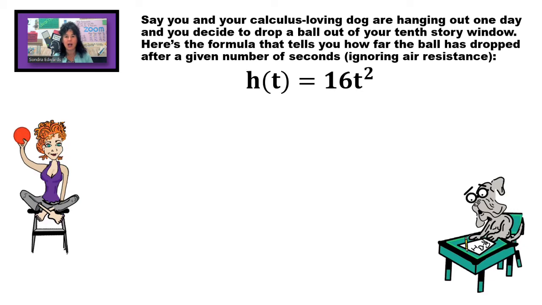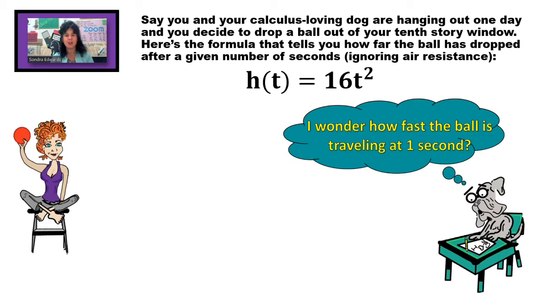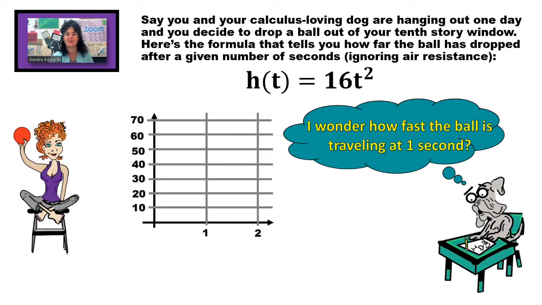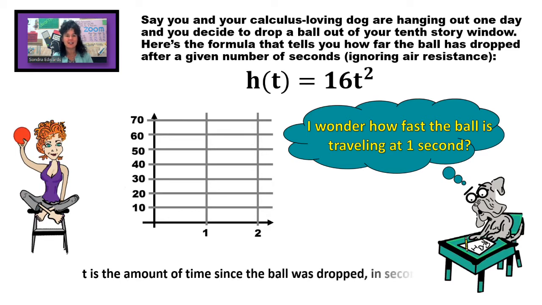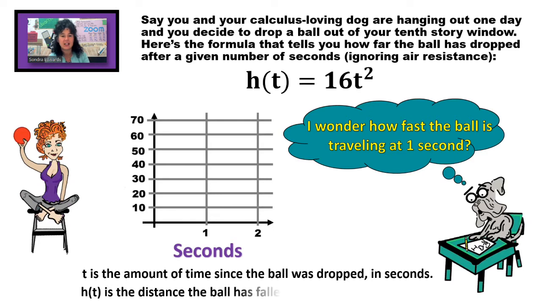Let's take a look at the graph of this function and investigate it just a little bit. Our calculus-loving dog is saying, I wonder how fast the ball is going at exactly 1 second. So let's take a look at the graph. On our x-axis is the time since the ball was dropped in seconds. On the y-axis, the h of t represents the distance that the ball has fallen in feet.